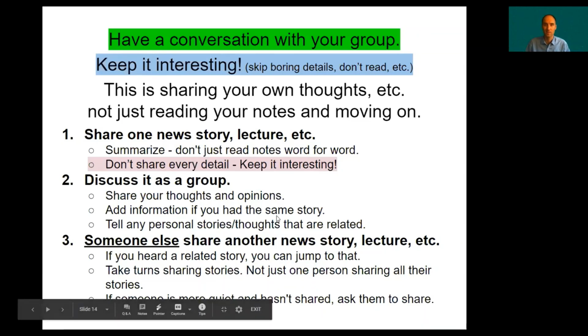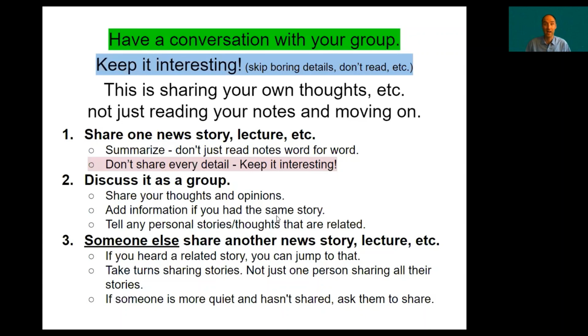When you're done discussing it, some groups talk about the same thing for the entire time. They just get a story that's interesting. They talk about it for 15, 20 minutes. Sometimes you talk for 5 minutes, and okay, nothing else, and someone else shares a story. Great. Each group will be a little bit different on that. So that is the note-taking assignment.